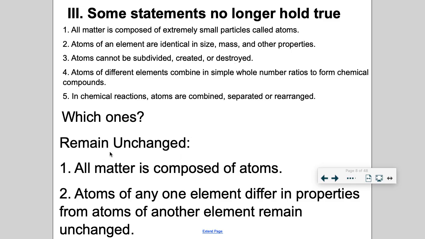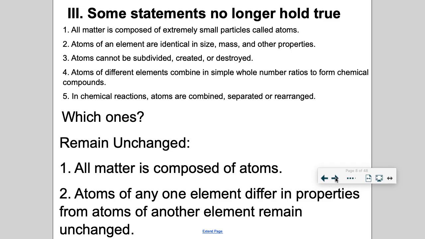The ones that really remain unchanged from Dalton's atomic theory, so his theory doesn't change, it's just modified, okay? So the ones that really remain unchanged is that all matter is composed of atoms. Okay, and the second one that atoms of any one element differ in properties from atoms of another element. Okay, so these two basically remain unchanged.